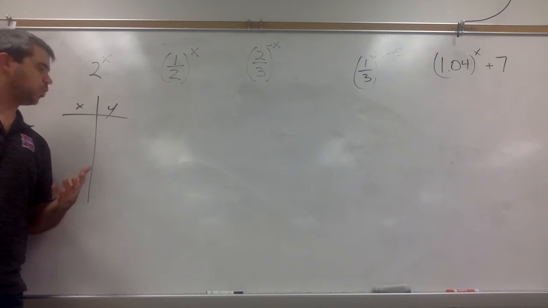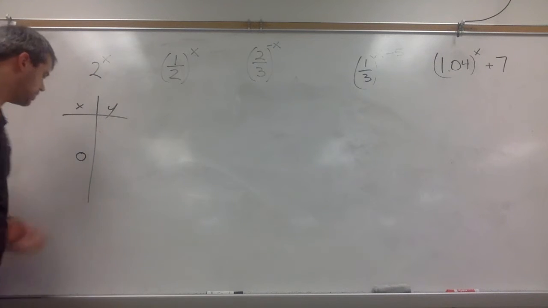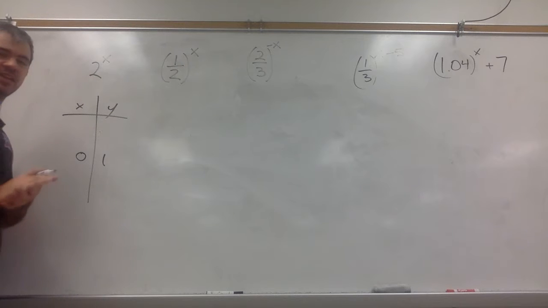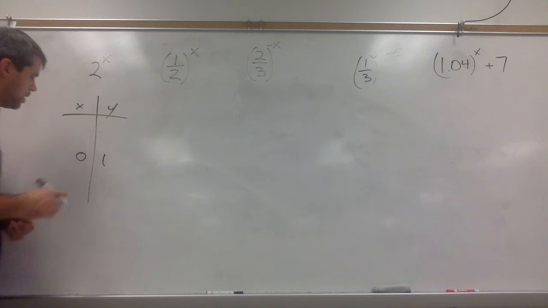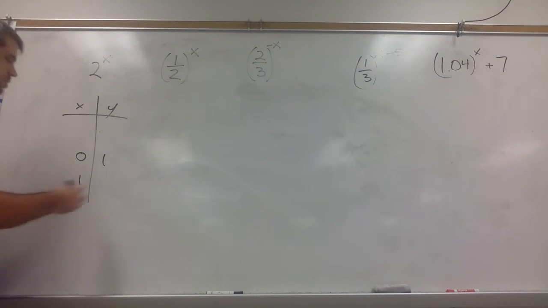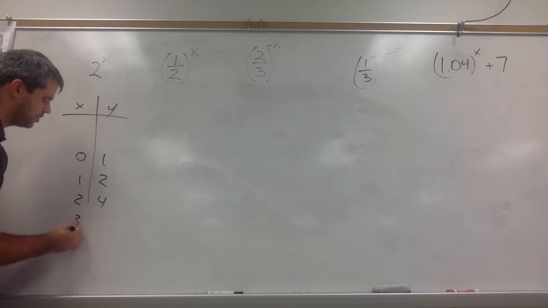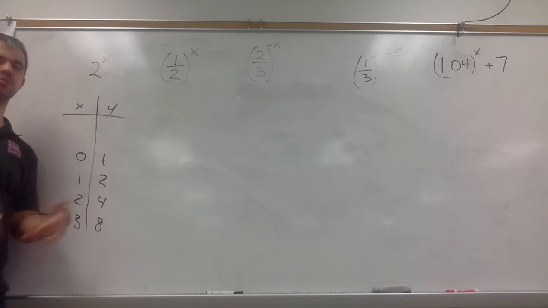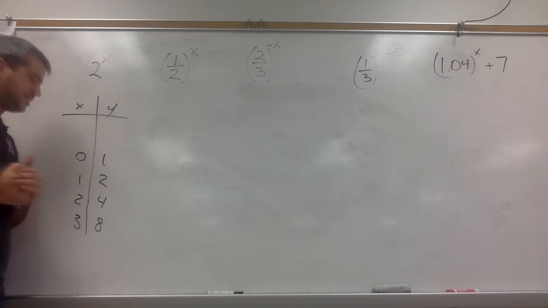Now I usually like to start with 0. What is 2 to the 0? Well, we know what that is. That's 1, okay, not 0. Anything to the 0 power other than 0 is 1. But what about 2 to the first power? Well, that's going to be 2. 2 to the second power, that's going to be 4, and 2 to the third power is going to be 8. Okay, we're just multiplying by 2, multiplying by 2, multiplying by 2. This is going to get real big real fast.